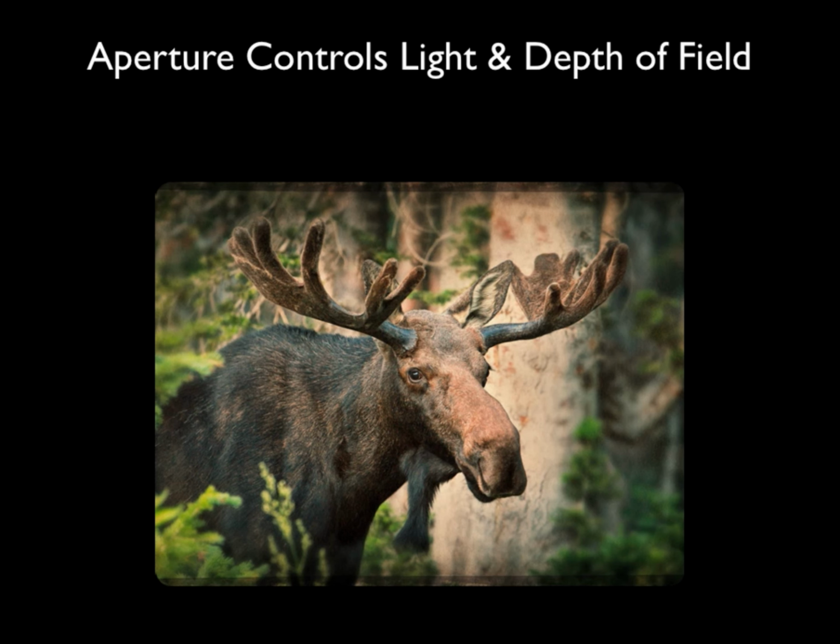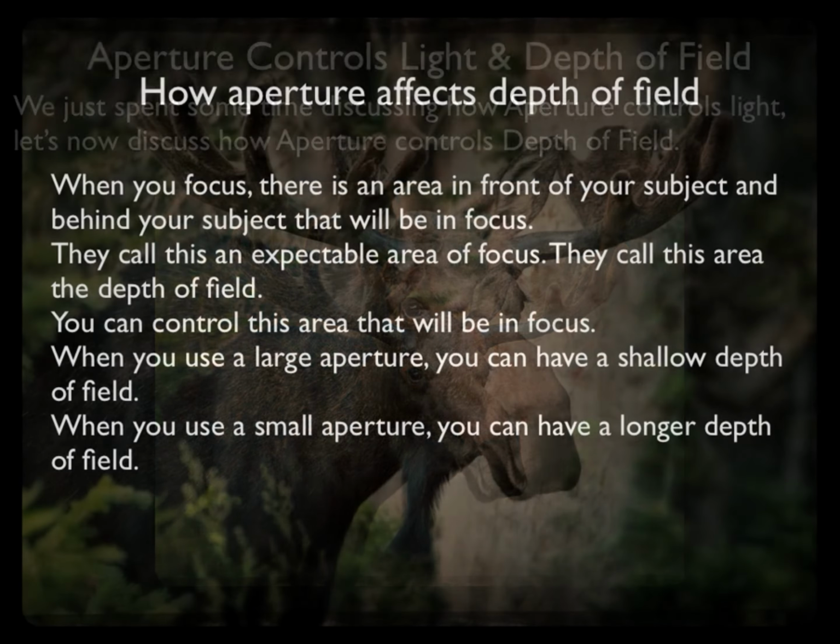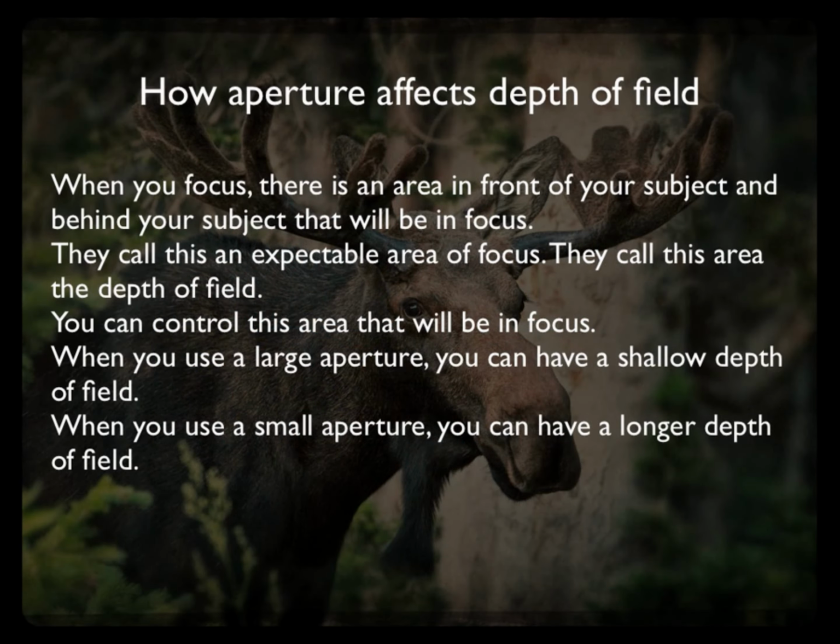Aperture controls light and depth of field. We just spent some time discussing how aperture controls light. Let's now discuss how aperture controls depth of field. When you focus, there's an area in front of your subject and behind your subject that will be in focus. They call this an acceptable area of focus. They call this area the depth of field. You can control this area that will be in focus.